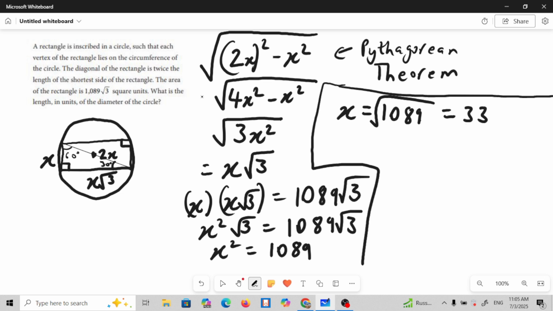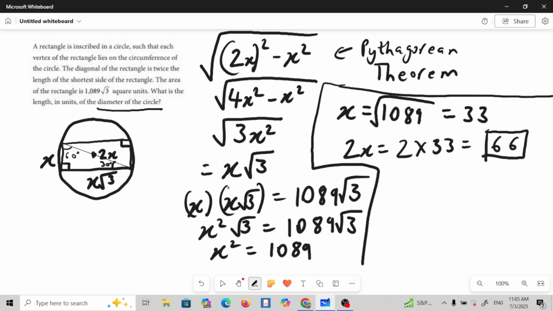The question asks us to calculate the diameter of the circle right here. What is the diameter of the circle? The diameter of the circle is going to be equal to 2x, which is going to be equal to 2 times the value of x, which is 33, and that is going to be equal to 66. So we have 66 as our final answer to this question.